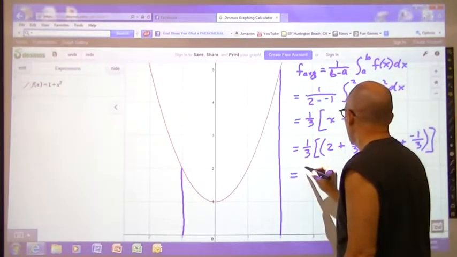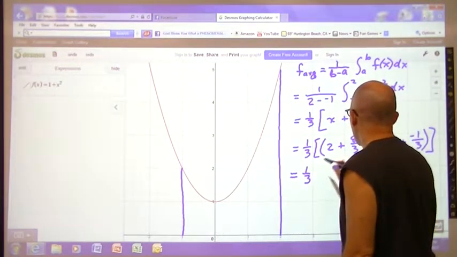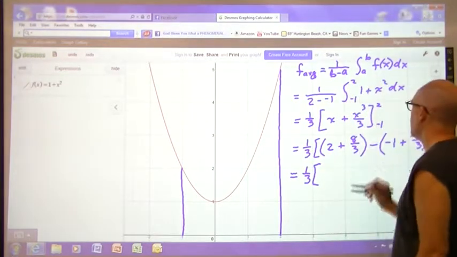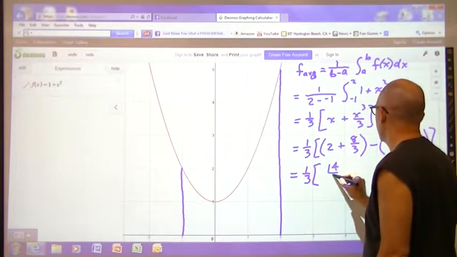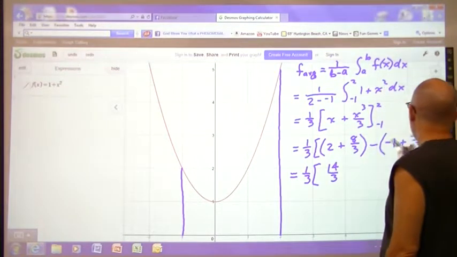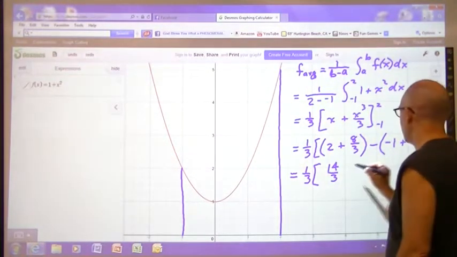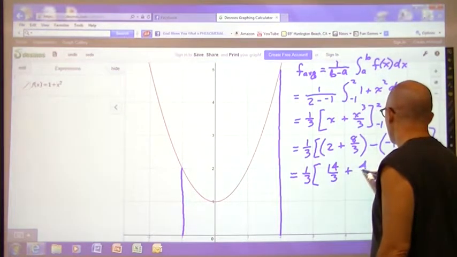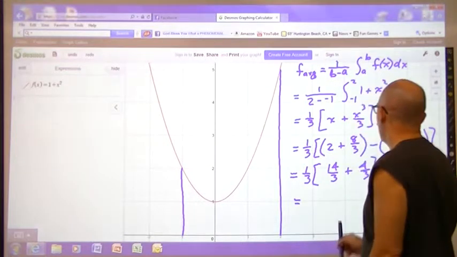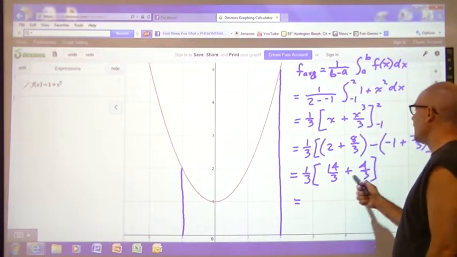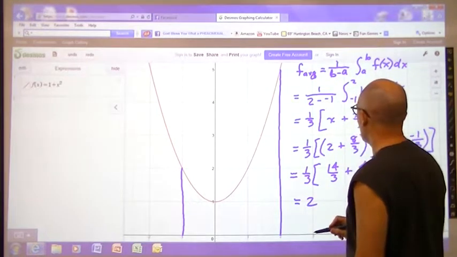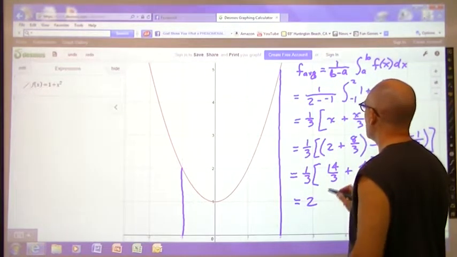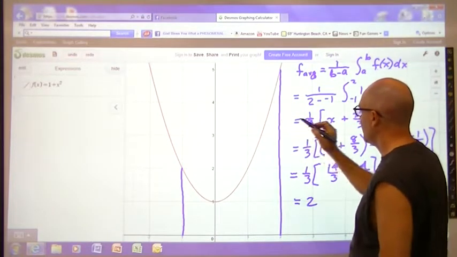So this becomes 1/3 times 2 plus 8/3. Well, that's 6/3 plus 8/3 is 14/3. Now, minus a -4/3. So this is going to be plus 4/3. Okay, so this ends up being 18/3, which is 6. 6 times 1/3 is 2. So we see that the average value of this function is 2.